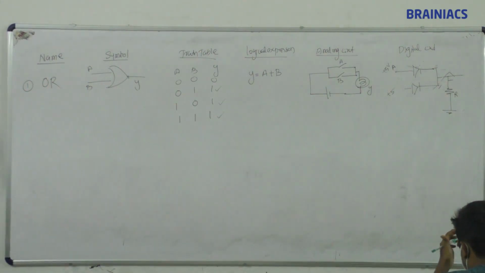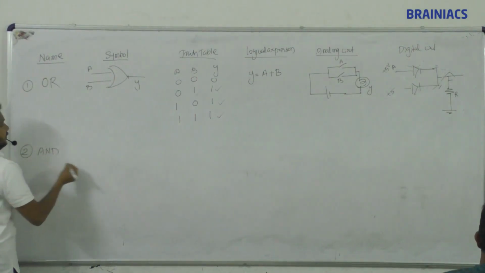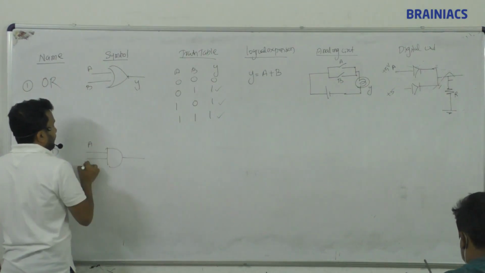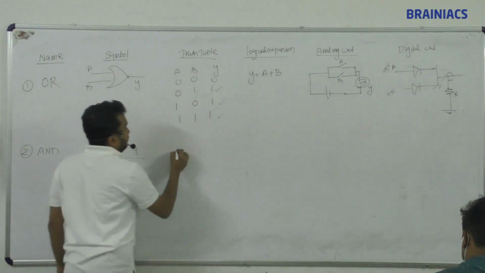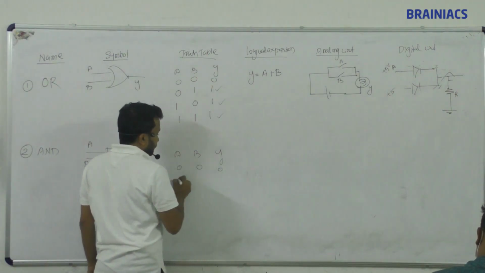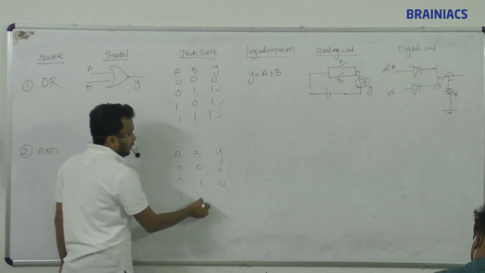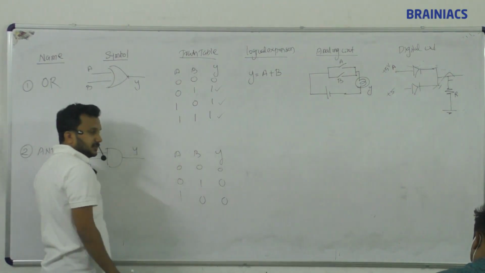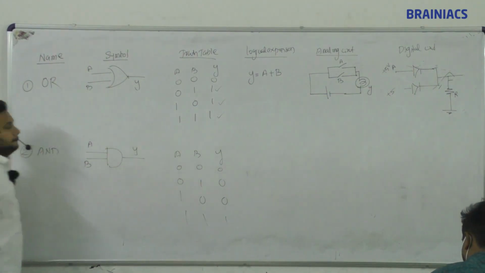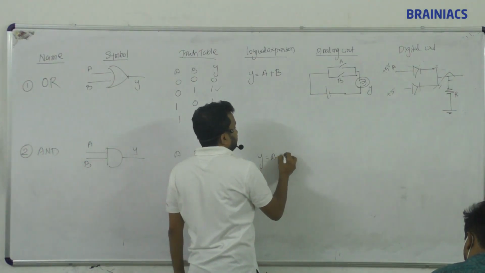Next gate, AND gate. Second one, AND, A-N-D. Symbol of AND gate. A, comma, B, and this is Y. A, B, Y: 0, 0, 0; 0, 1, 0; 1, 0, 0; 1, 1, 1. A, B means multiplication, AND gate. 0 into 0 is 0, 0 into 1 is 0, 1 into 0 is 0, 1 into 1 is 1. So Y is equal to A dot B.